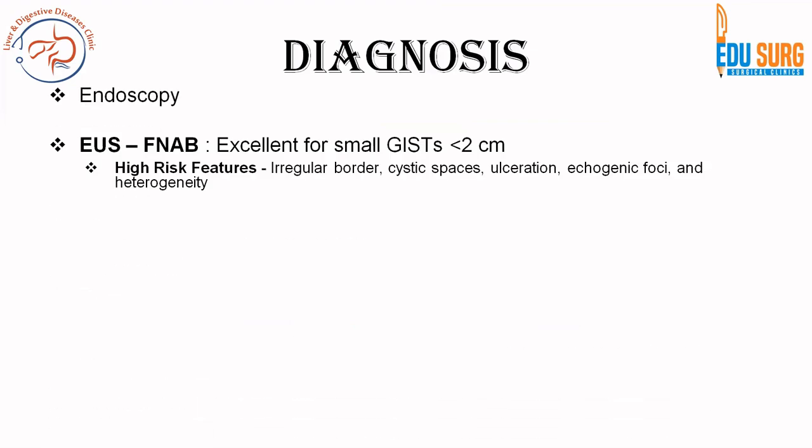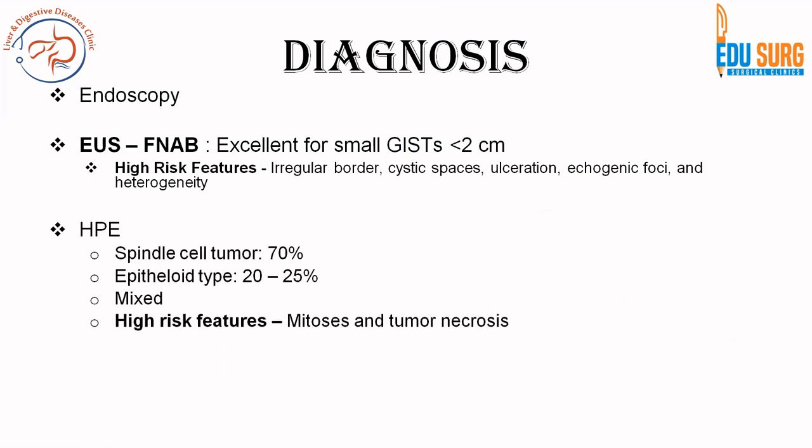So endoscopy and endoscopic ultrasound with FNAB or core needle biopsy is excellent for small GIST less than 2 centimeter. And if in these patients there are high-risk features, that is irregular borders, cystic spaces, ulceration, echogenic foci, and heterogeneity, then these patients can't be observed. Otherwise, gastric GIST less than 2 centimeter can be observed. So that is the importance of these high-risk features.